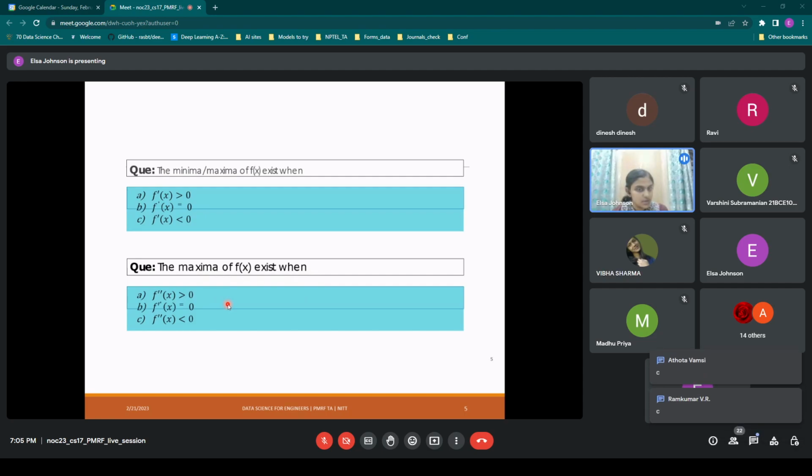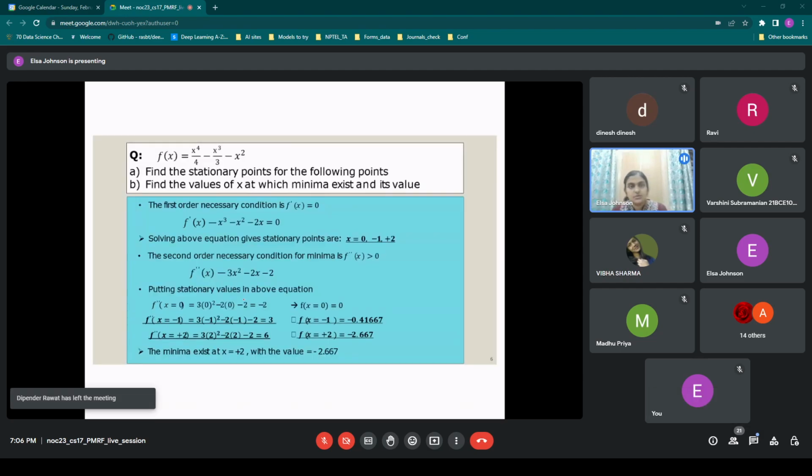Okay, the maxima exists when f double dash of x is less than 0. I'll just highlight that. This is B, and the answer of this one is C. Okay, so we'll see some questions. Some of these questions are coming up in your assignment, I think, which the due date is tomorrow.